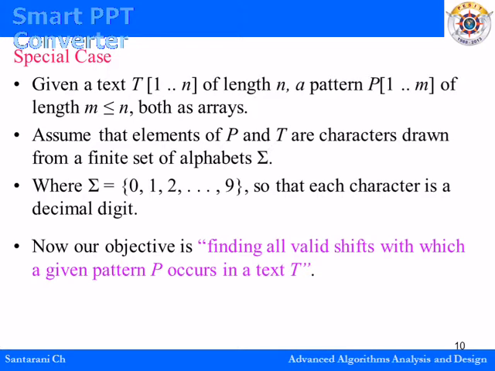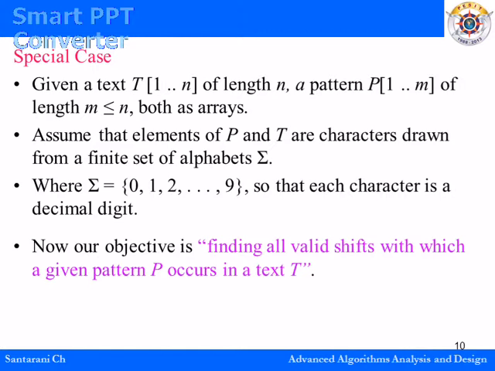Now the Rabin-Karp algorithm. Here, given the text T of length n and a pattern P of length m, where m is less than or equal to n, both are arrays. It is similar to the naive algorithm, but here the change is made only in the finite set of alphabets for P and T. That is, here sigma is taken as decimal digits for its characters.